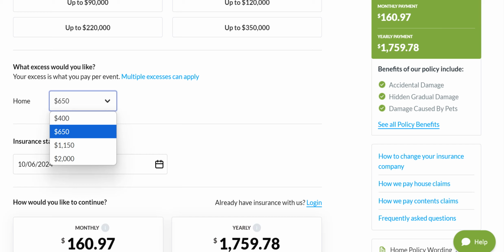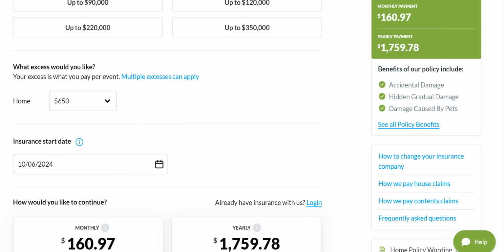And at the same time, if you do claim, then you still have to pay the excess. But you can see that in this case, the difference between the annual policy is really going to be around $250. So there's lots of things to just be aware of, and just take the time to properly consider.